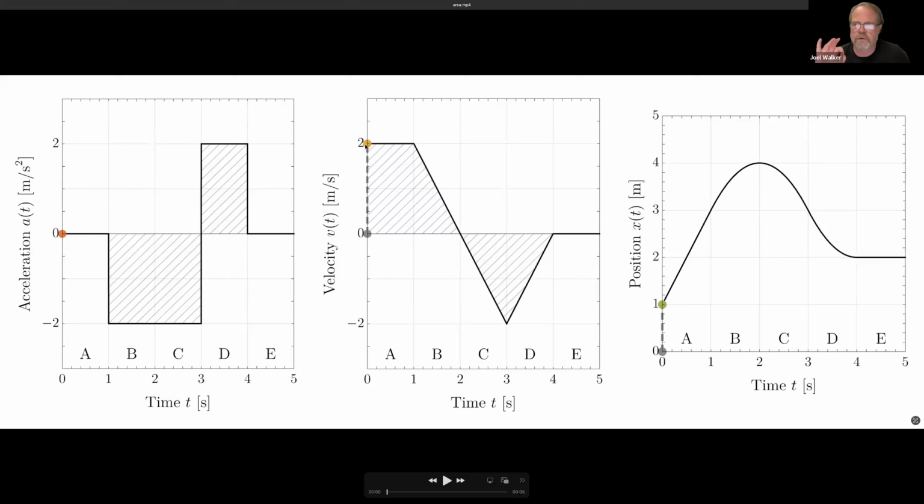Now, we're also going to have to throw in one bit of information as we go from acceleration to velocity, which is: what velocity did we start off at? That's just got to be given to us. We have to stipulate it. It's not something that we can figure out based on the acceleration alone.